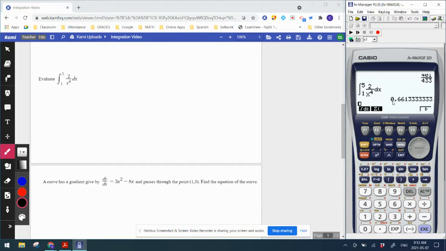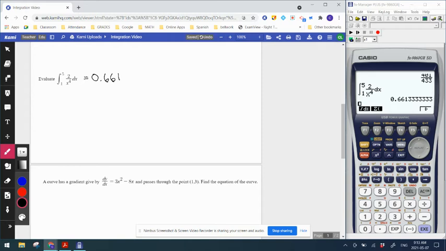It tells us that the area under this curve, bounded between 1 and 5, is 0.66133333. Of course, we can change this to a fraction if we wish, but this one won't fractionate. So we would just say this is equal to 0.661, to 3 significant figures like the IB likes.